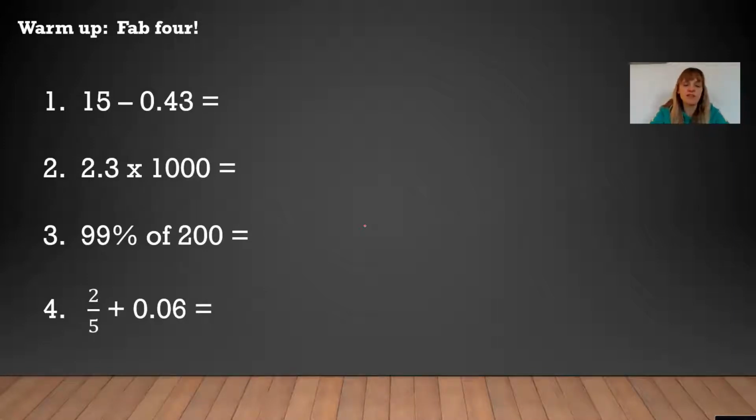All right, so then I'm not going to take ages going through these today because I want to crack on with our lesson, but hopefully for the first one you will have thought about your layout, so you will have set it up a little bit like this to do your takeaway, and you should have got an answer of 14.57. 2.3 times 1,000, this is really important at the moment because we're doing our converting units, so hopefully you would have got an answer of 2,300.